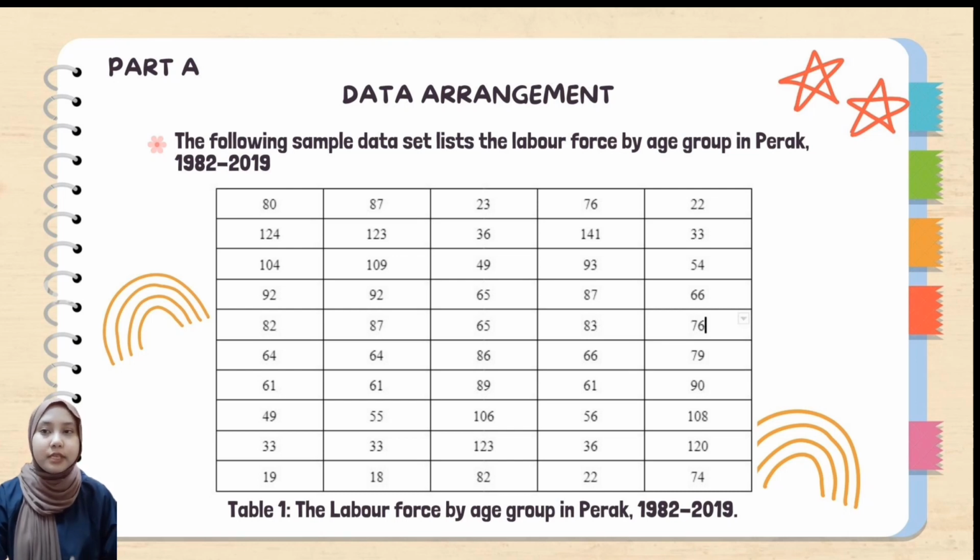On my presentation today, I will explain part A. First thing first, this slide shows data arrangement. Table 1 shows us the following sample data set: the labor force by age group in Perak, from 1982 until 2019.